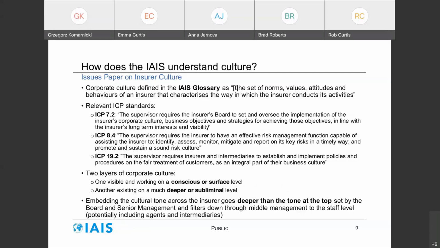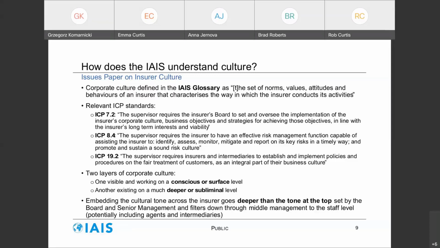In the paper, we recognise that corporate culture is composed of at least two layers. One is visible and working on a conscious or surface level, and the other is on a deeper or subliminal level. It's worth recognising also that embedding culture across an insurer goes deeper than just the tone set at the top by the board and senior management. It's important to understand how the tone is practically filtered down through middle management and below to the staff level.